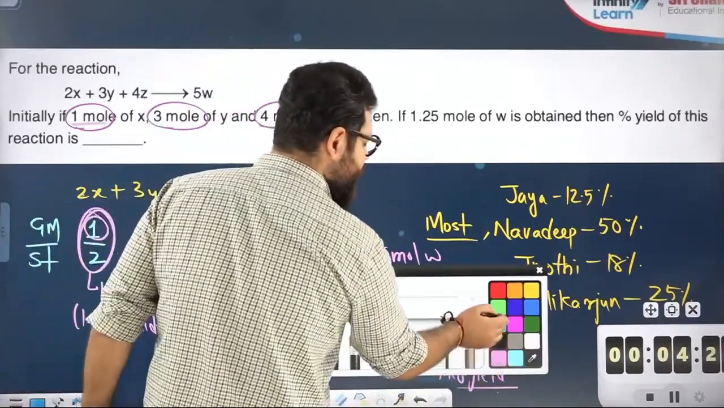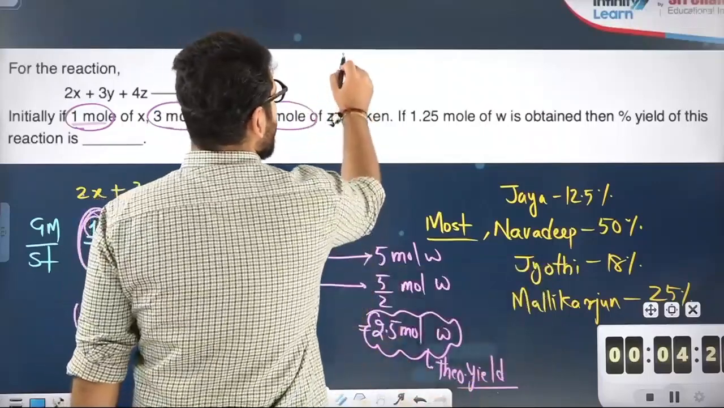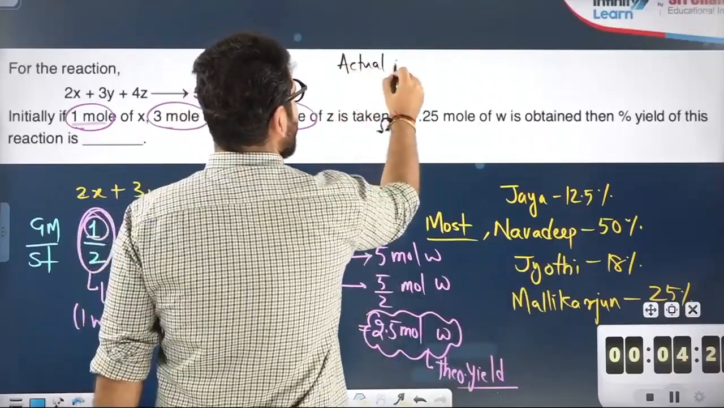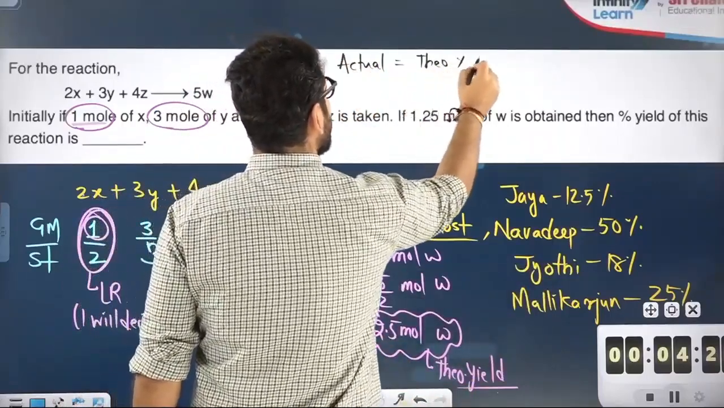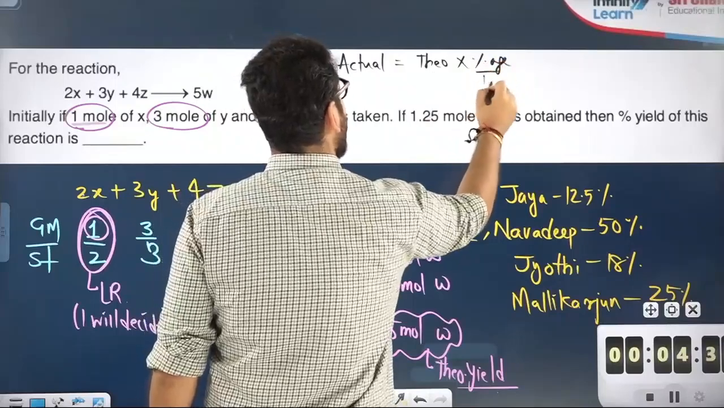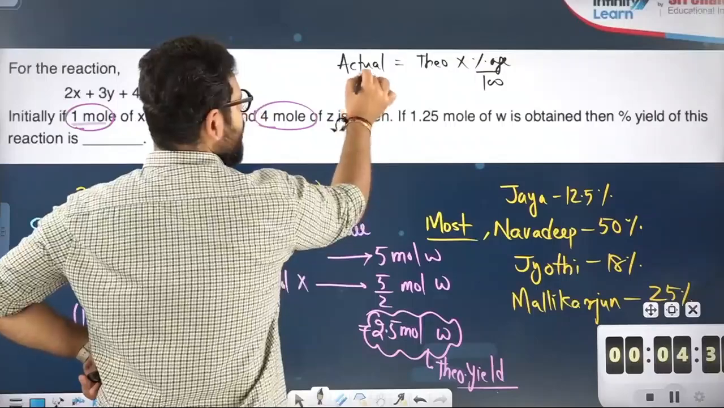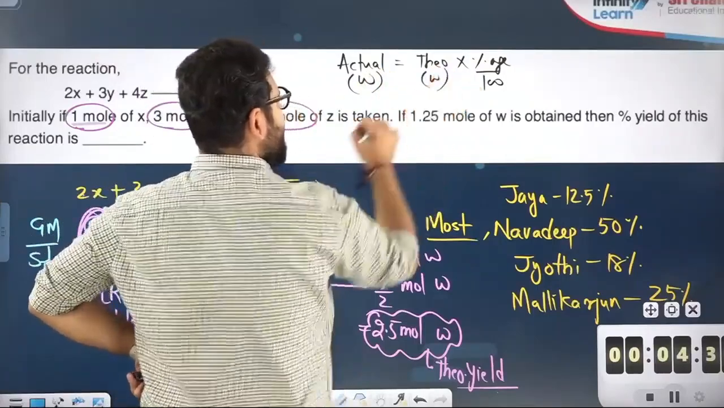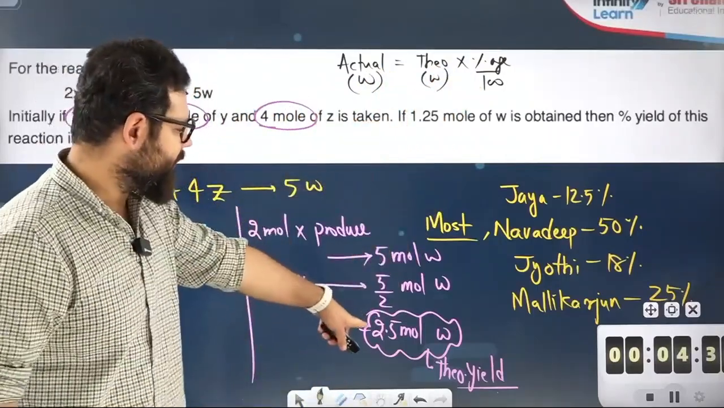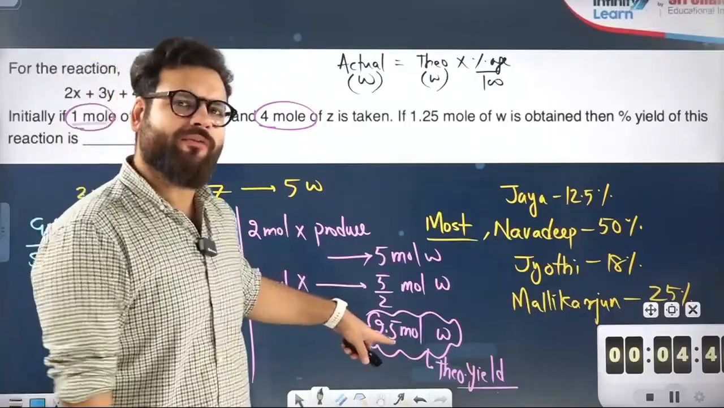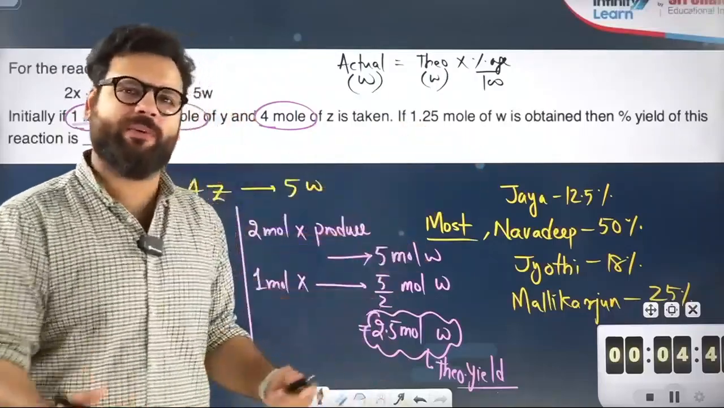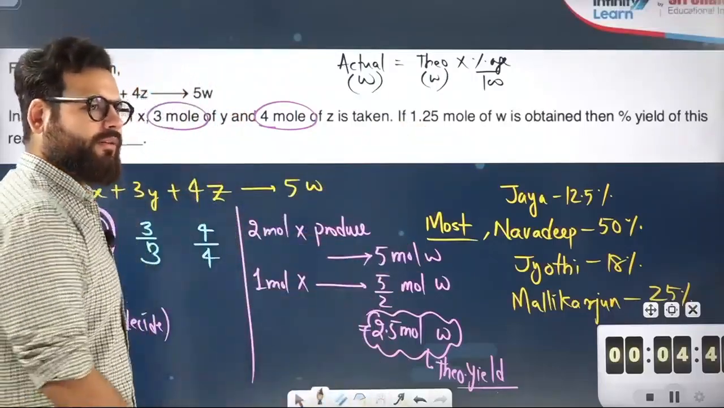I told you yesterday, for the product, actual yield will be theoretical into percentage. Theoretical W into percentage. So product is obtained less than expected. We were expecting 2.5 W, but only half we are getting, 50%. Very good. 50%. Well done.